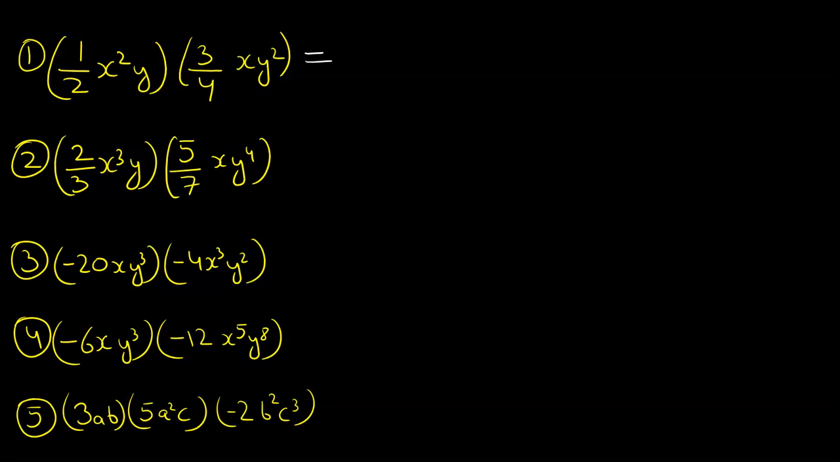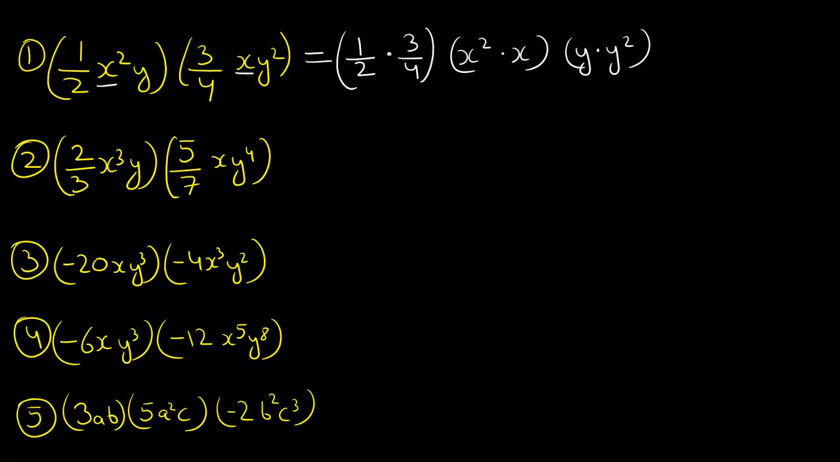So in order to multiply with each other, first we have to multiply only the numbers together, that is 1 over 2 times 3 over 4, and then the variables that are the same will multiply with each other. So next we have x square from one and x from the other, and the last one we have is y times y square right here.